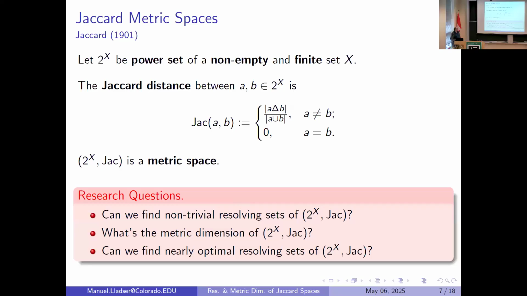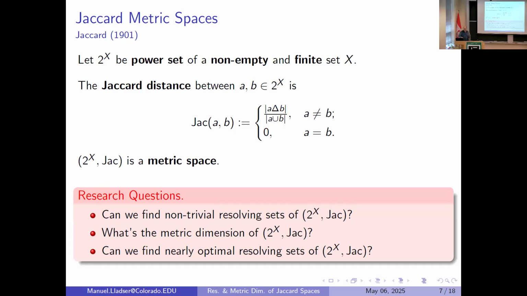Okay, but this is the topic that I really want to focus on today, Jaccard metric spaces. So we are going to be working with a non-empty and finite set X, and we are going to be looking at the power set of X. And when I have 2 subsets of X, A and B, I can define the Jaccard distance. Well, Jaccard defined the Jaccard distance, when the sets are different, as the cardinality of their symmetric difference divided by the cardinality of the union. And you can show that this is a metric space in the sense that it essentially satisfies the triangle inequality.